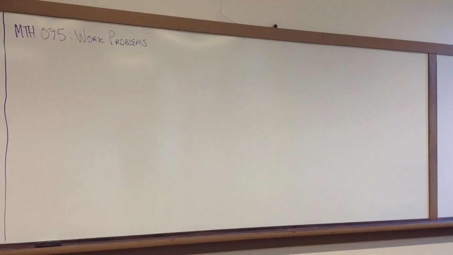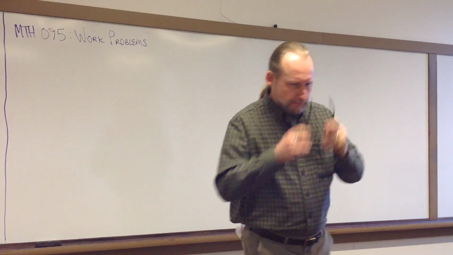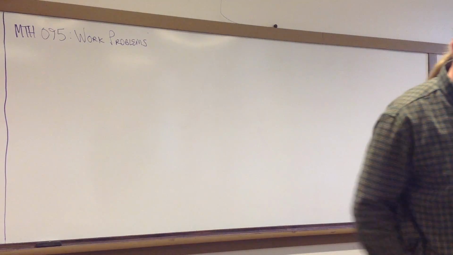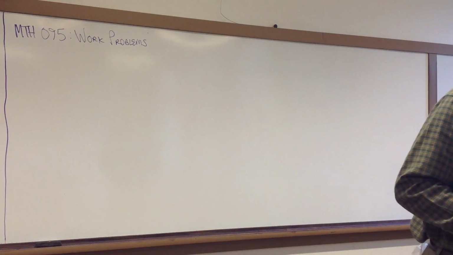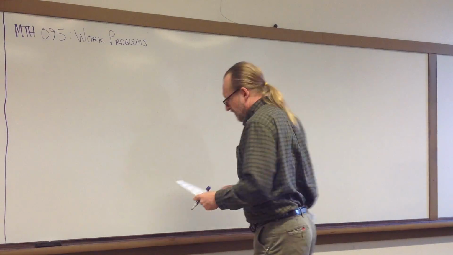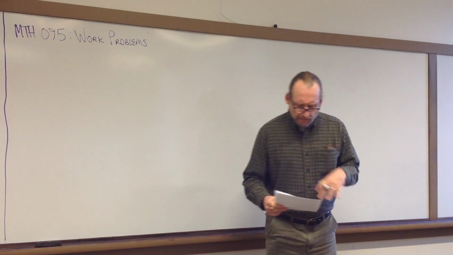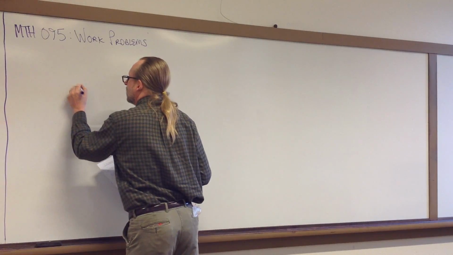This video is for Math 95, and it covers word problems that have to do with rate of work. They're kind of an interesting type of problem, and the method for solving these is algebraic, but it's also mostly a lot of reasoning. So let's take a look at a couple of examples.